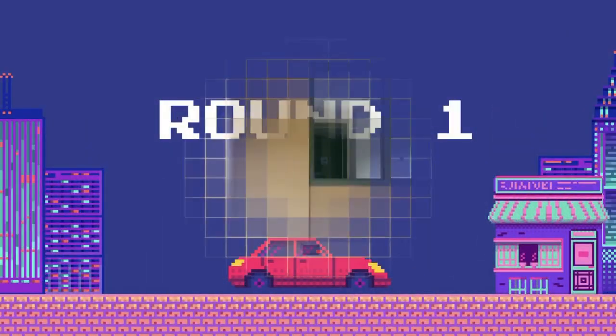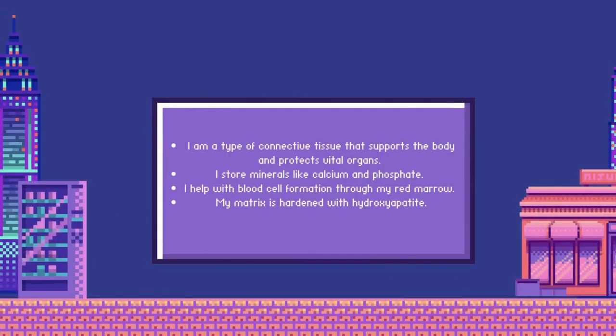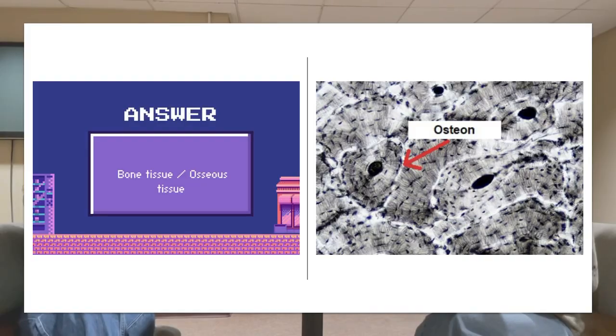Round 1. I'm a type of connective tissue that supports the body and protects vital organs. I store minerals like calcium and phosphate. I help with blood cell formation through my red marrow, and my matrix is hardened with hydroxyapatite. Who am I? Answer is bone tissue or osseous tissue because it contains bone marrow, red bone marrow. You could say cartilage, because cartilage is a type of connective tissue because it also supports and protects, but it doesn't contain that same bone marrow, and it's not as hard and rigid as bone tissue.